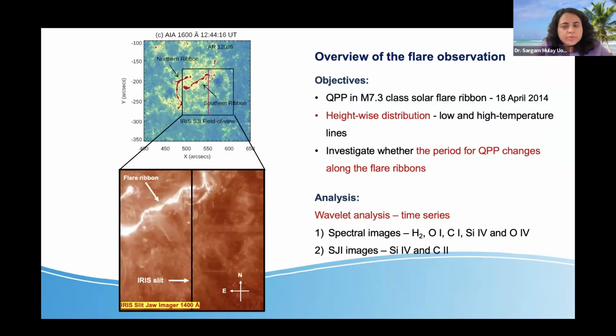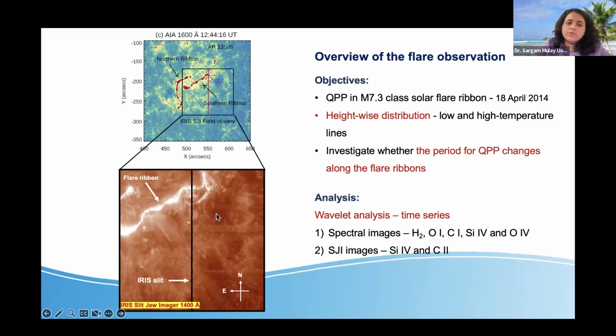So this is the overview of my presentation. I would like to talk about the quasi-periodic pulsation that we observed in the M7.3 flare that was observed on 18th of April 2014. Here I'm showing you the AIA field of view, and the red patches over here are the solar flare ribbons. We have observed only one of the flare ribbons in the IRIS field of view, shown here in the black box.